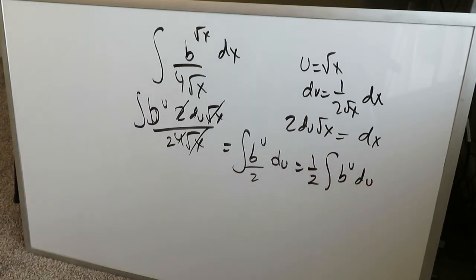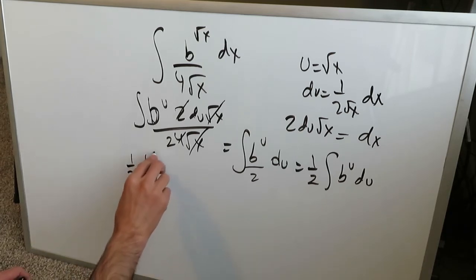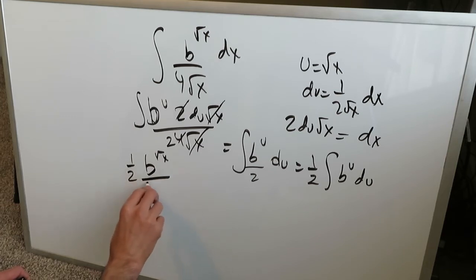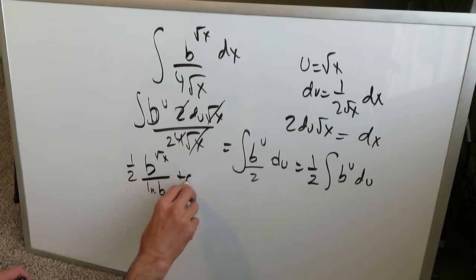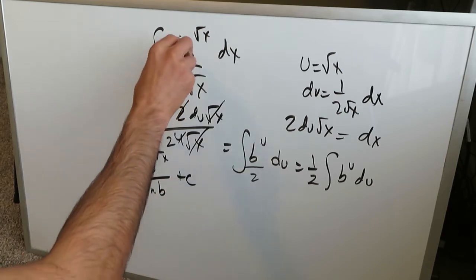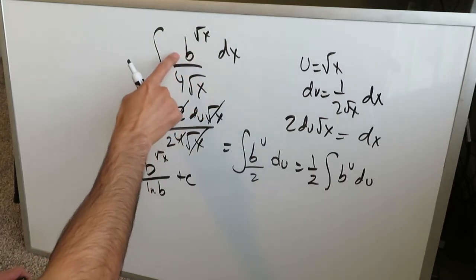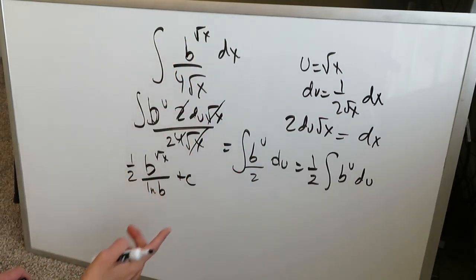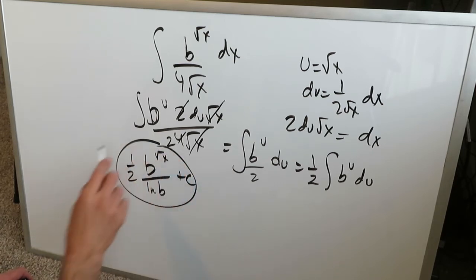When you do the integral of this, you eventually end up with 1 over 2 b to the u, which is root x over natural log b plus c. Here our b was just a standalone variable with this exponent, but we had a variable instead of a number. It's all right. This right here represents our final answer. You can do the derivative of this and you should end up back over there.